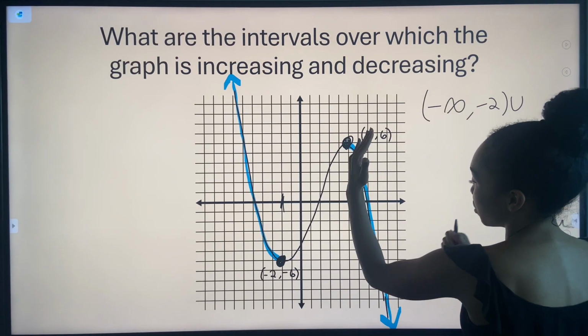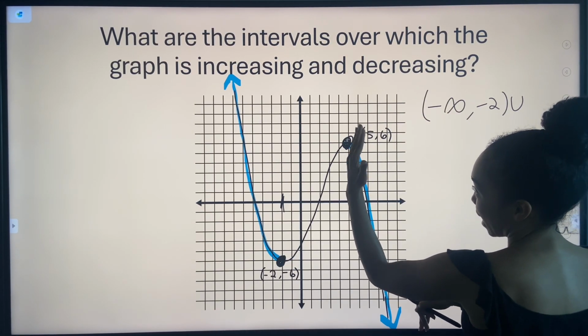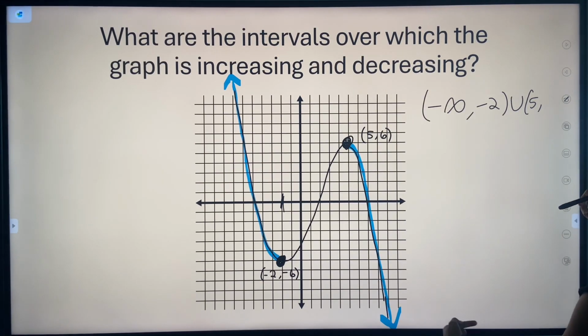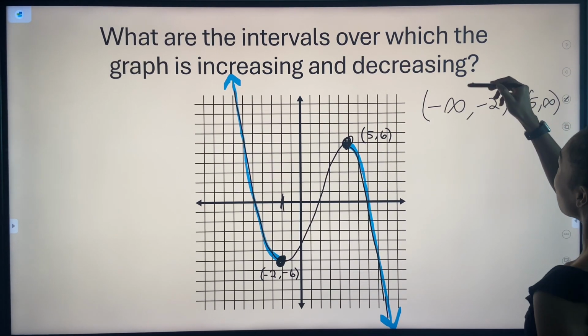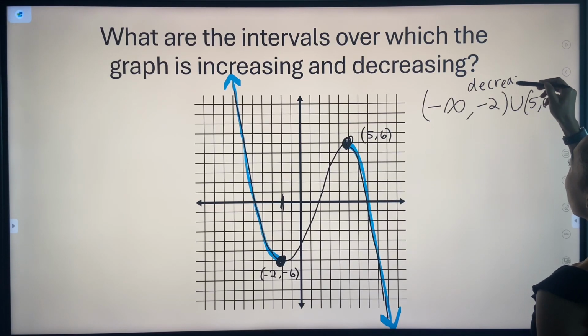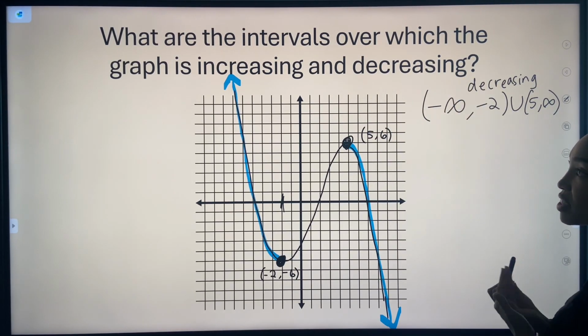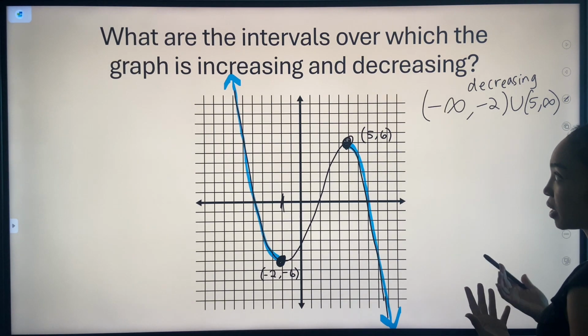And it's also decreasing from here to here. So the domain of that is 5 to, and it goes forever to the right, infinity. So this is where it is decreasing. Whenever you're asking for increasing and decreasing interval, you have to give me the domain where it's happening.